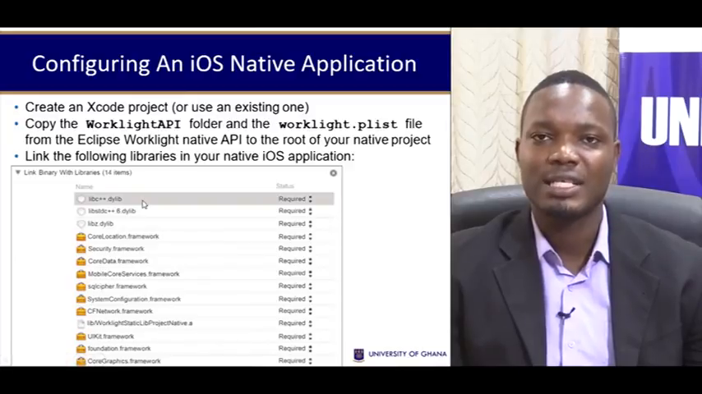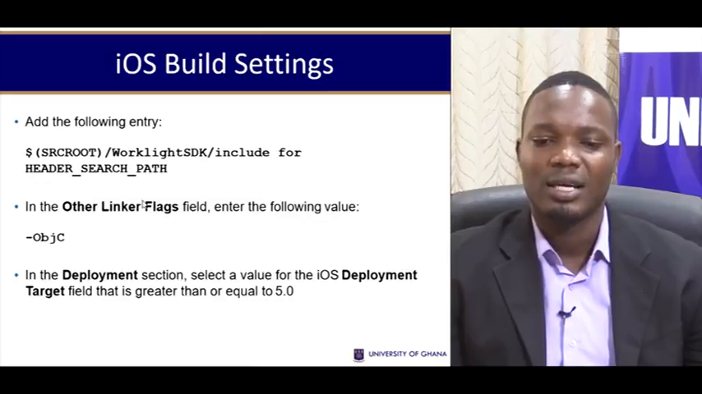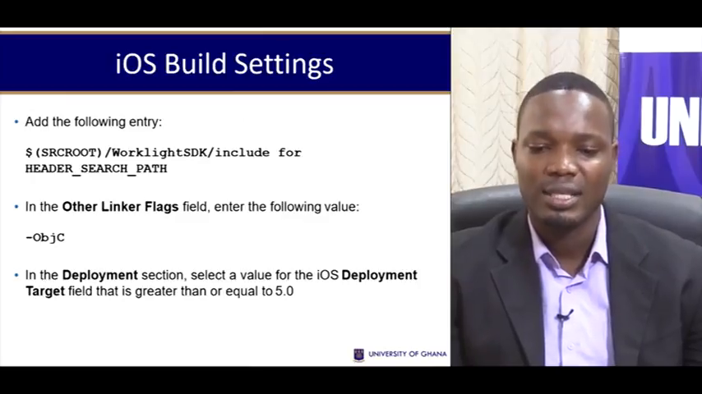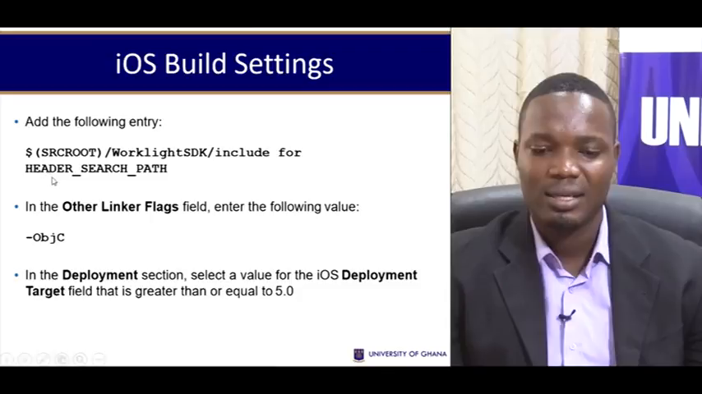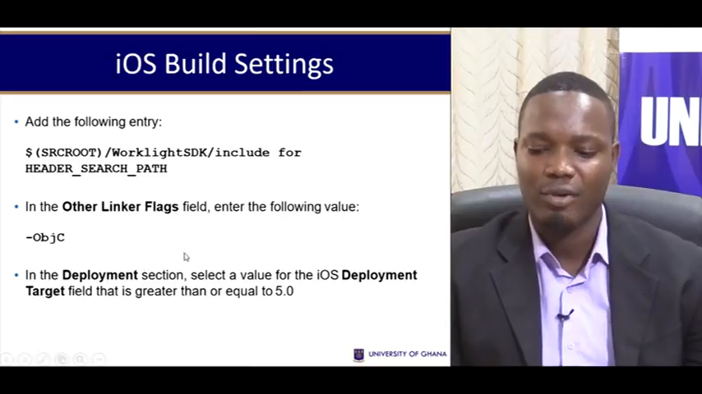So to configure an iOS native application, you need to create an Xcode project or use an existing one. Then you copy the Worklight API folder and then the worklight.plist file from the Eclipse Worklight Native API to the root of your native project. So they need to reside in your root. Then you link the following libraries in your native iOS application. You also need to add the following entries to the iOS build settings. So these entries need to be added to the build settings before you can actually run or deploy them.